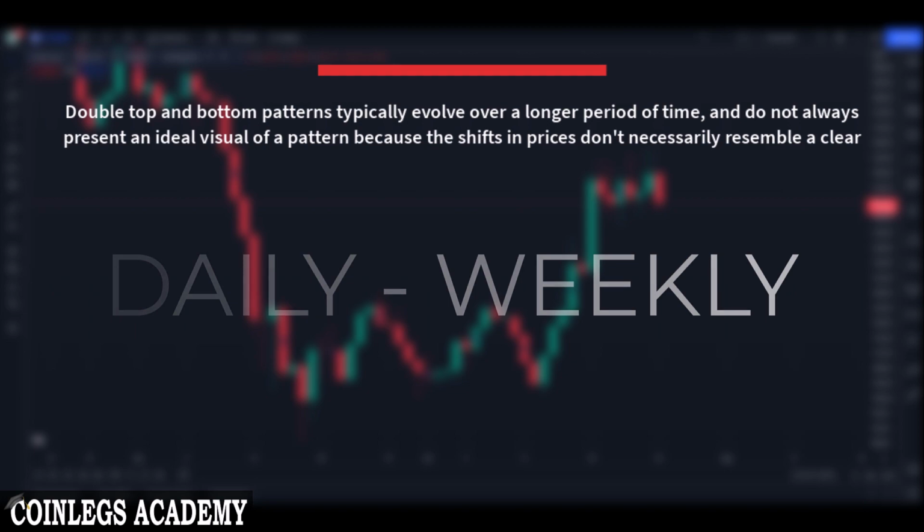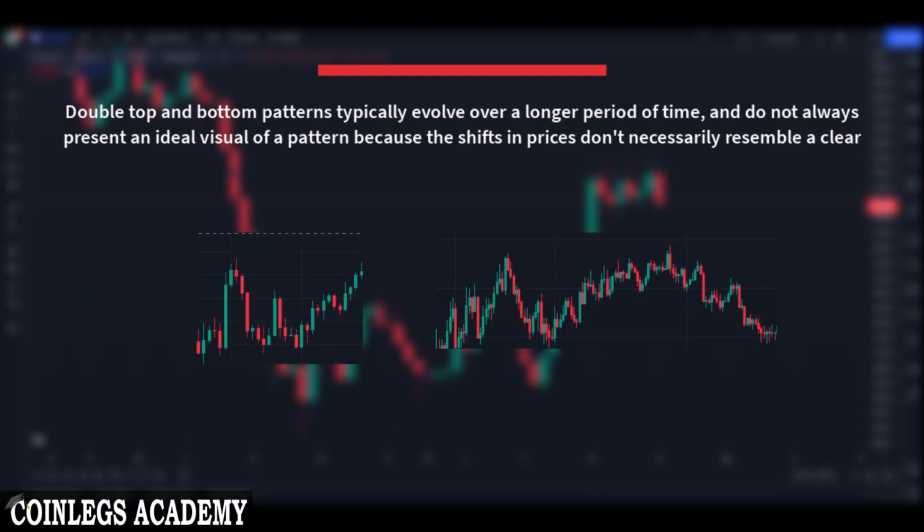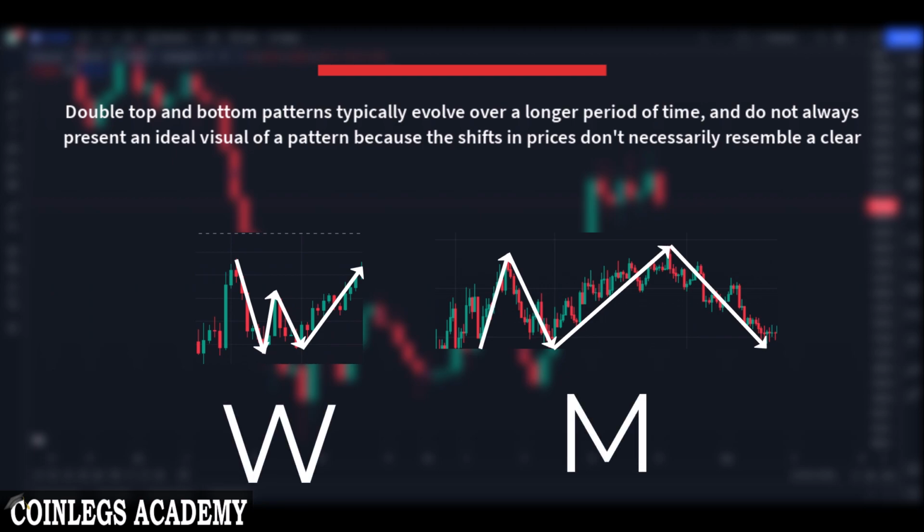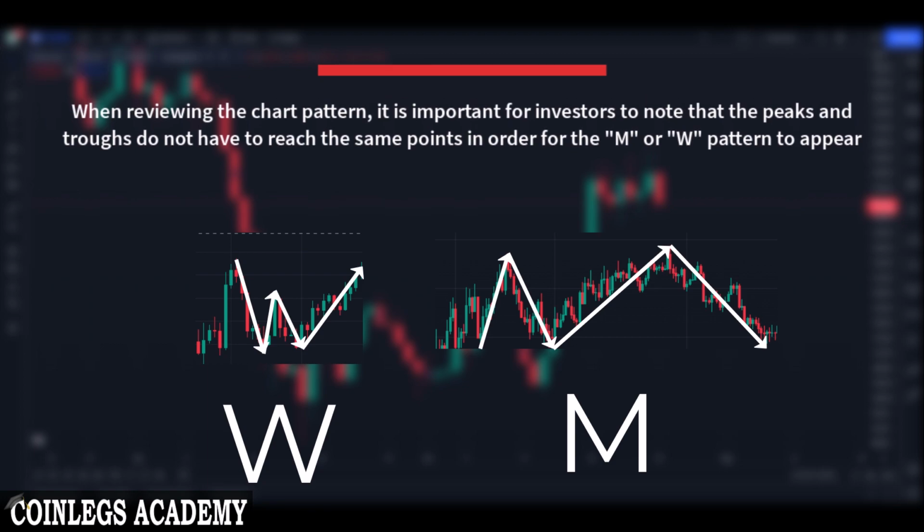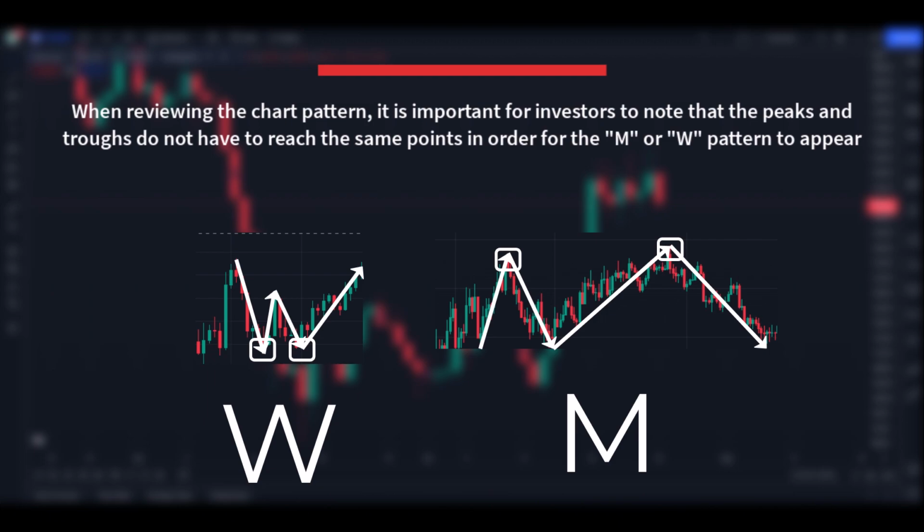For the last information, double top and bottom patterns typically evolve over a longer period of time and do not always present an ideal visual of a pattern because the shifts in the price don't necessarily resemble a clear M or W. When reviewing the chart patterns, it is important for investors to note that the peaks and troughs do not have to reach the same points in order for the M or W pattern to appear.